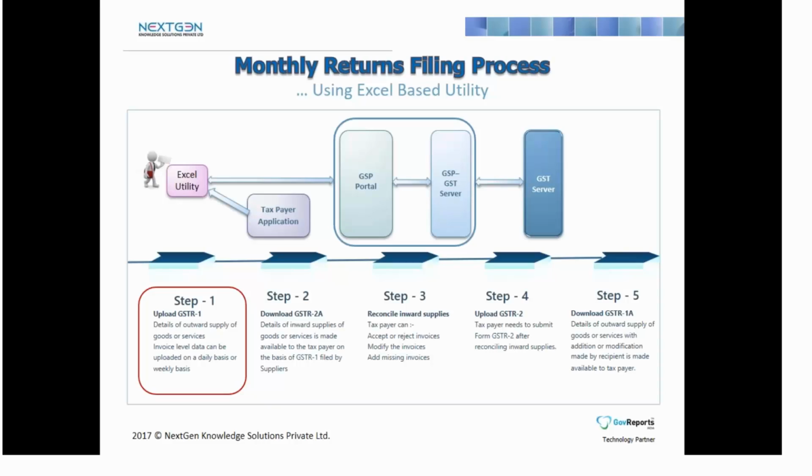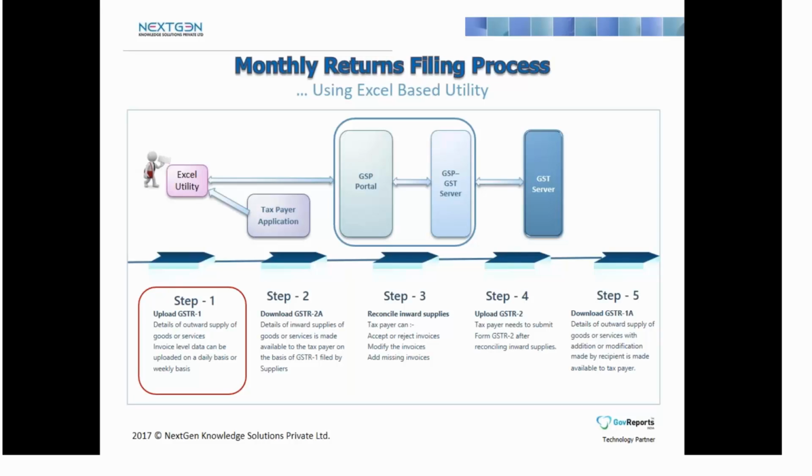Now friends, I have discussed the steps which are involved in doing monthly returns filing. With this utility, we have uploaded the data of the sales register. So we have completed step 1, which is uploading of GSTR 1 at the GST portal. Now there are some more steps which a taxpayer needs to complete before his monthly compliance is over, like step number 2, downloading GSTR 2A, step number 3, reconciling of inward supply of goods and services, step number 4, uploading GSTR 2, then step number 5, downloading GSTR 1A.